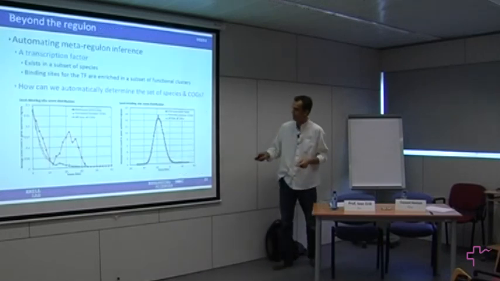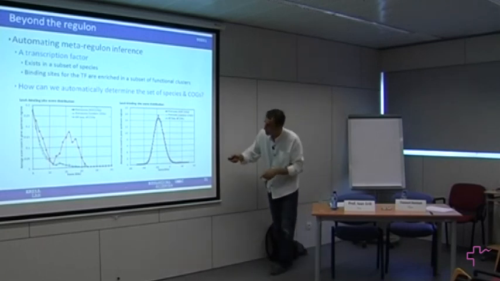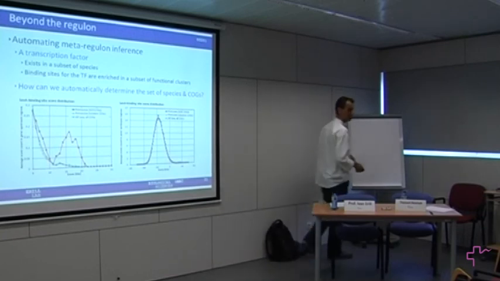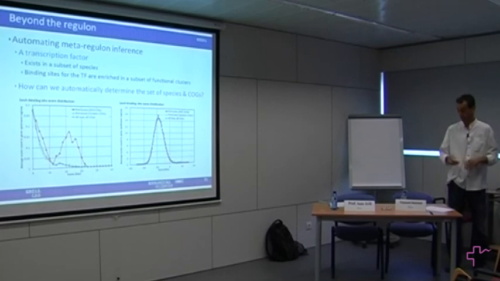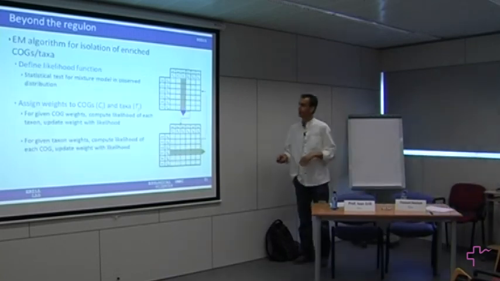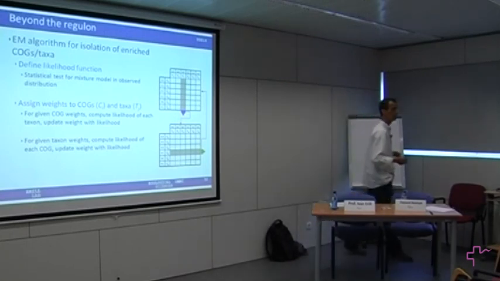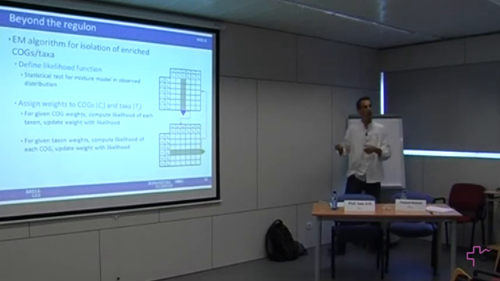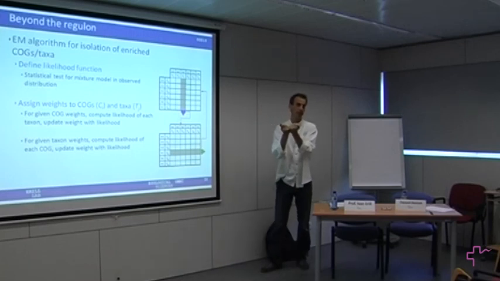But if you don't know the answer, this is how the whole distribution looks. And this thing here is there. And so if you don't know that it's there, the question is how do you find it, right? And so what we're working on now, and I won't go into details, is generating an expectation maximization algorithm to try to automatically isolate cogs in taxonomic groups that are enriched in binding sites for the transcription factor.